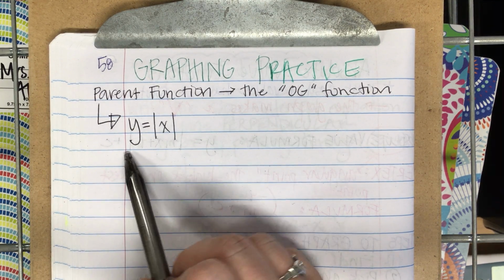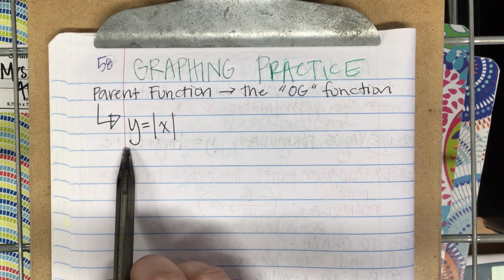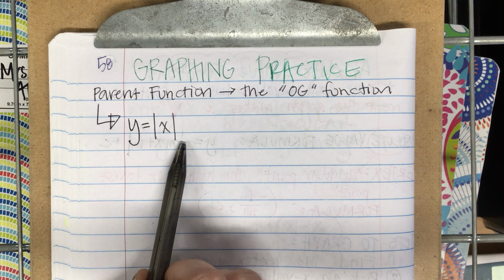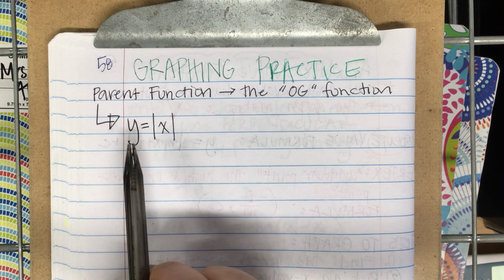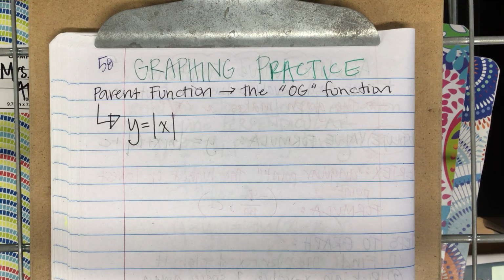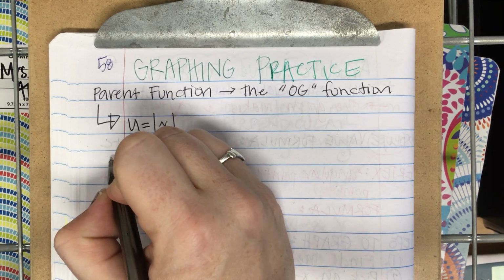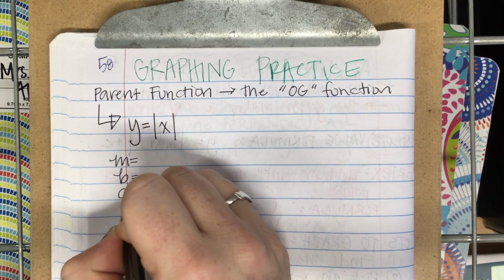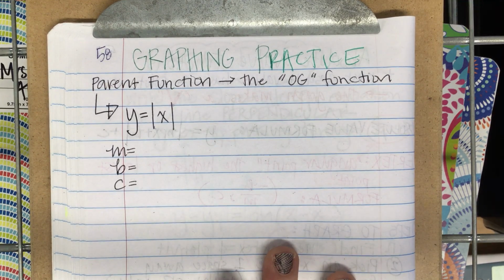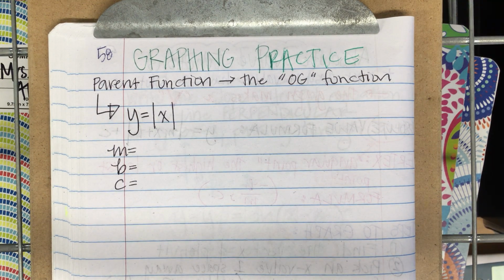Depending on who you are, it might be a ketchup hot dog, it might be a mustard hot dog. But none of that fancy stuff added to it. This is the parent function. This is what we will always compare it to. So let's identify in the beginning the M, the B, and the C.